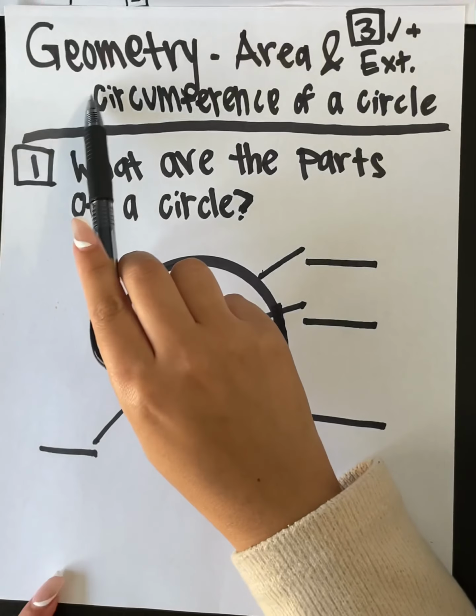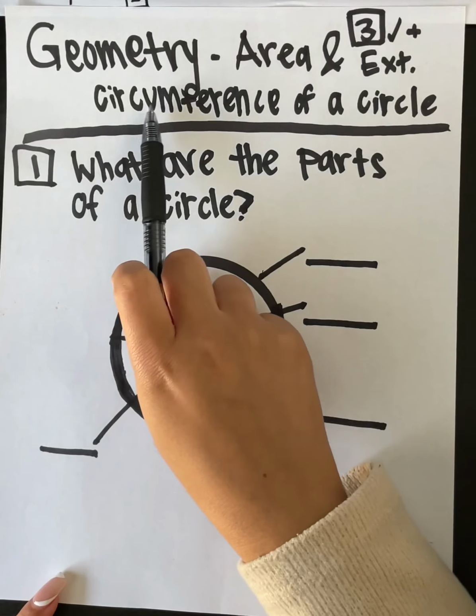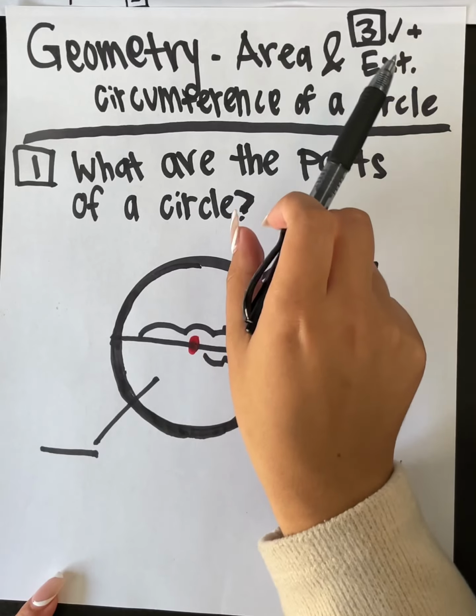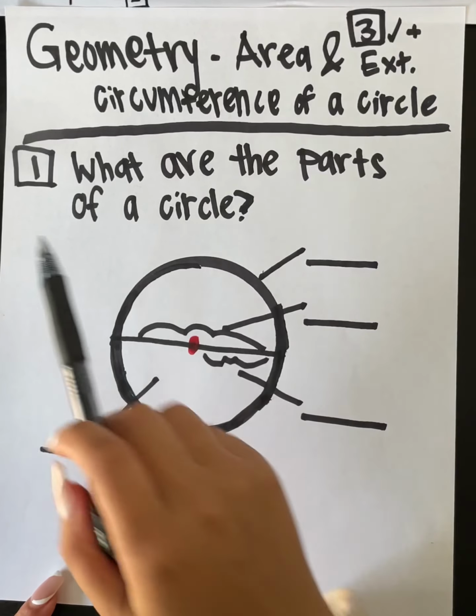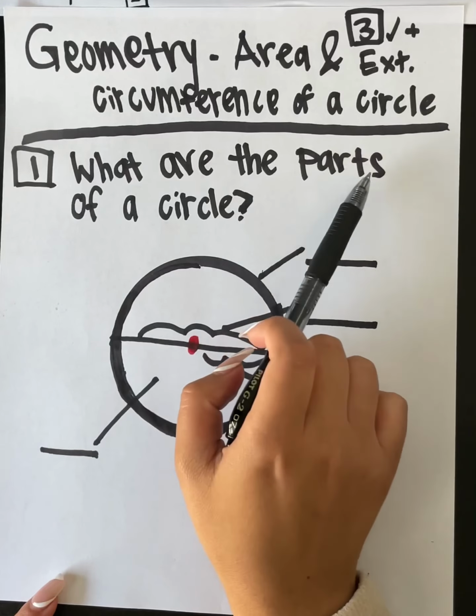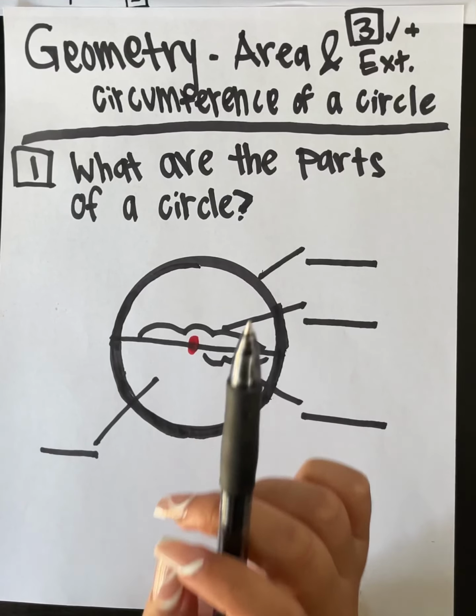Okay, so today we are doing geometry, area and circumference of a circle. We have 3 questions and 1 extension. So the first question is, what are the parts of a circle?